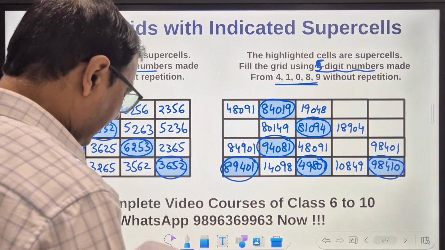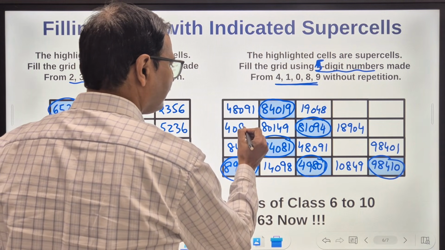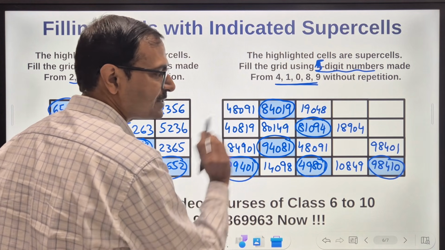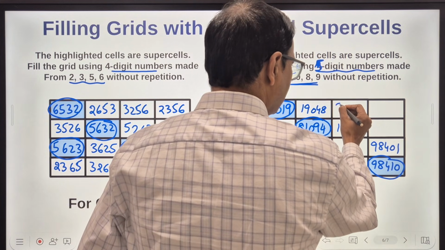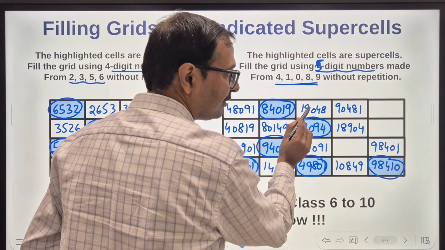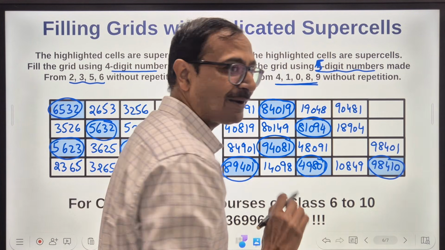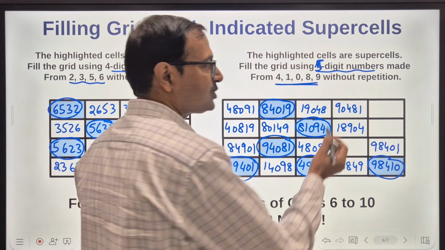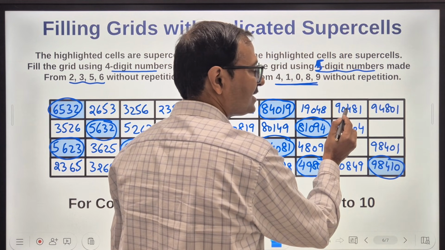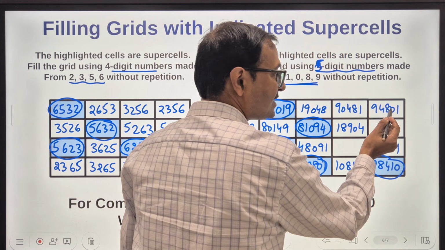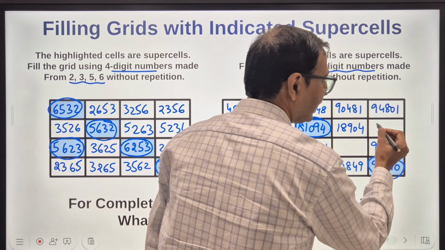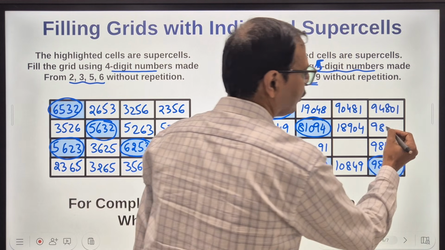And now the remaining numbers I can fill. 40819. You will check this is not a supercell, this is not a supercell, and all these are not supercells. Likewise here 90481. Now be careful here, 90481 might become a supercell. Two neighbors are smaller. If this is also smaller, then it will be a supercell. So 94801, why did I take that? Because this is not a supercell now. This can become a supercell if this number exceeds this. So I need a greater number there, 98 and maybe a 104 here.